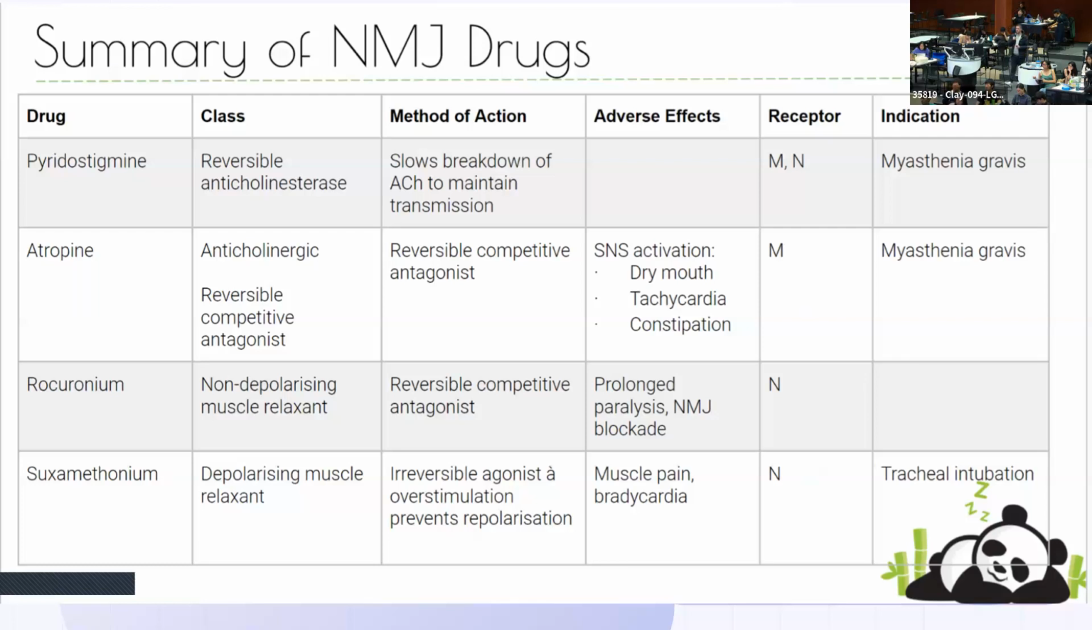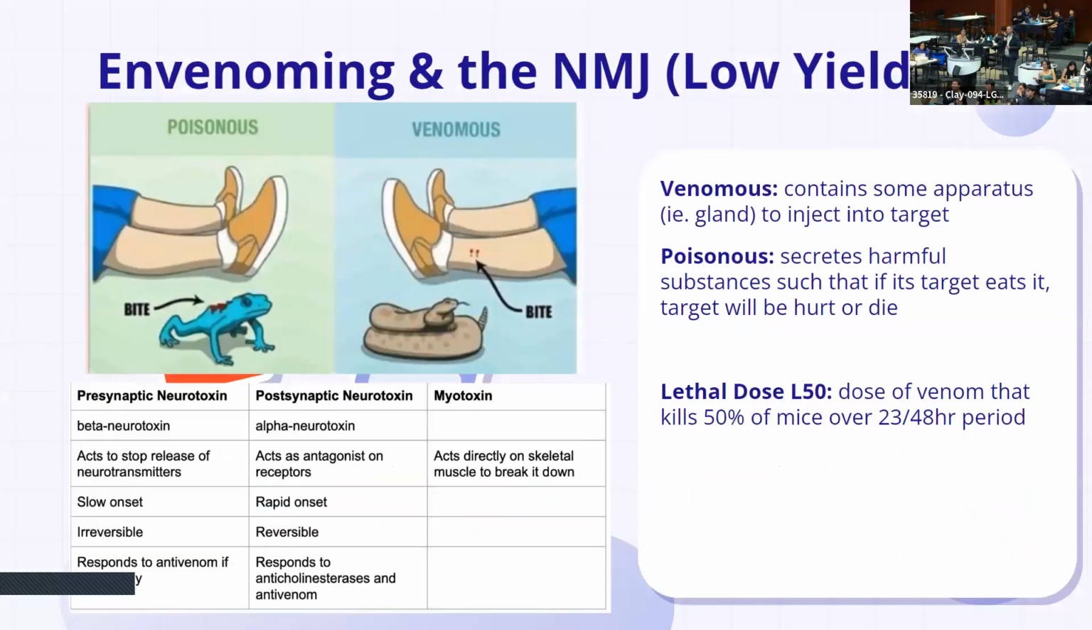Okay, and this is just from PSP Panda a few years ago, and it's just a nice summary of what we've gone through. Envenoming and the neuromuscular junction is really low yield. I didn't study for it, and I don't think we even got any questions for it. Basically, you can see down there, you've got a presynaptic neurotoxin, a postsynaptic neurotoxin, a myotoxin. You can learn them in your own time. I don't think it's worth it.